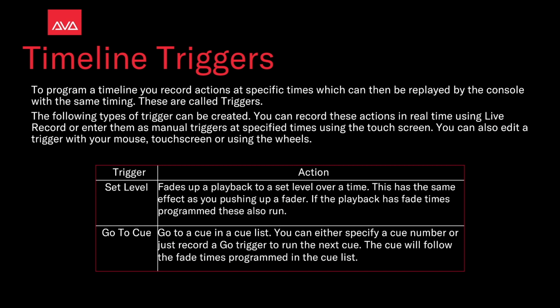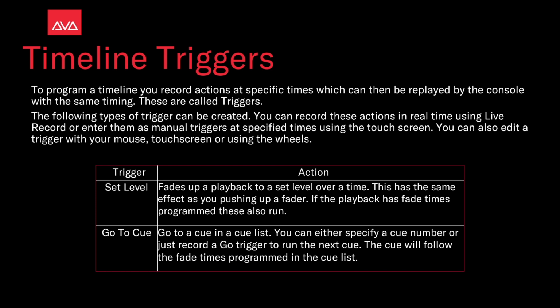To program a timeline, you need to record actions at specific times, which can then be replayed by the console with the same timing. These are called triggers. The following types of triggers can be created. You record these actions in real time using the live record, or enter them as manual triggers at specified times using the touchscreen. You can also edit a trigger with your mouse, using the touchscreen or the wheels. Other videos in our series will show doing the live record and the manual triggers. We're just going to go through everything in this video.